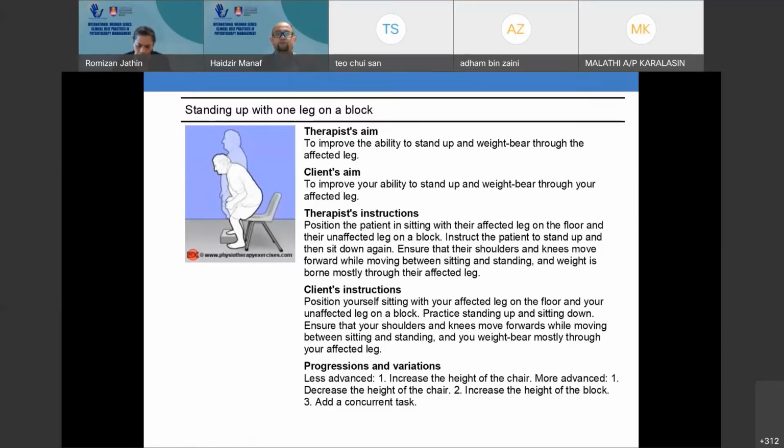This is one of the activities to improve loading on the affected side, by standing up with one leg on the block. Position the patient in sitting with their affected leg on the floor and their unaffected leg on the block. Instruct the patient to stand up and then sit down again. Ensure that the patient's shoulders and knees move forward while moving between sitting and standing, and weight is borne mostly through the affected leg.